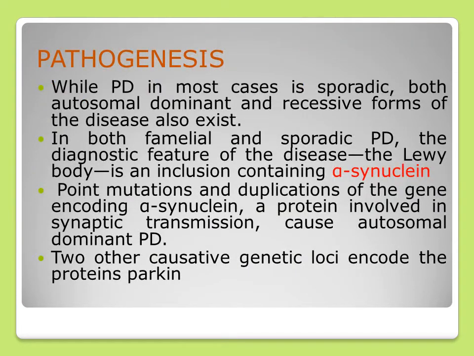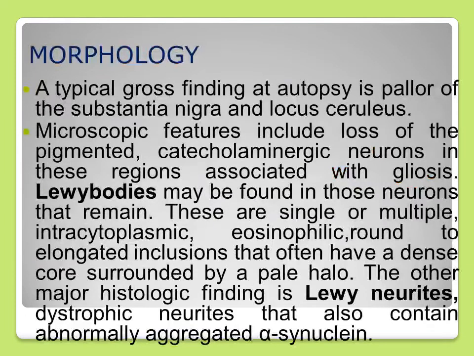Pathogenesis behind the development of Parkinson disease: in most cases it is sporadic, but autosomal dominant and recessive forms can be present. Both familial and sporadic forms have a diagnostic feature of this disease, the presence of Lewy bodies, inclusions containing alpha-synuclein. Point mutations and duplications of the gene encoding alpha-synuclein, a protein involved in synaptic transmission, cause autosomal dominant Parkinson disease. Two other causative genetic loci encode the protein parkin.